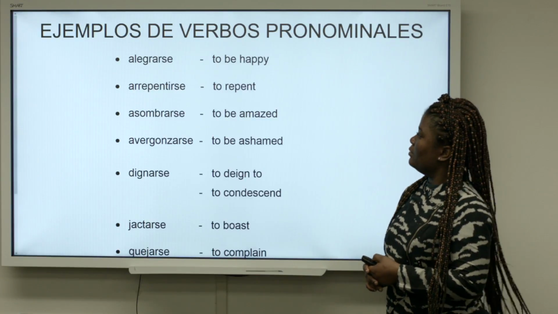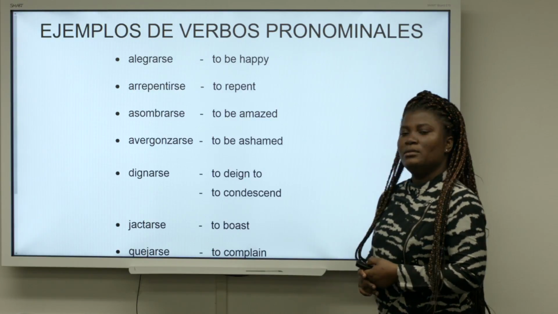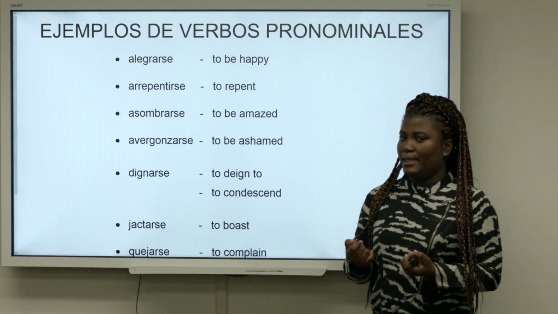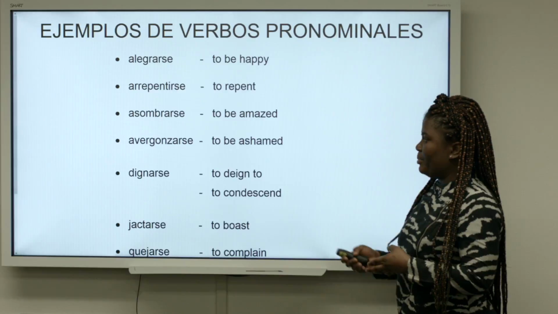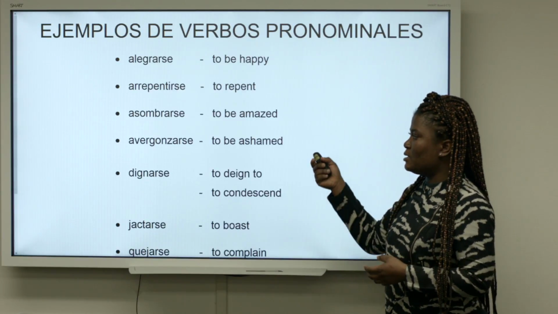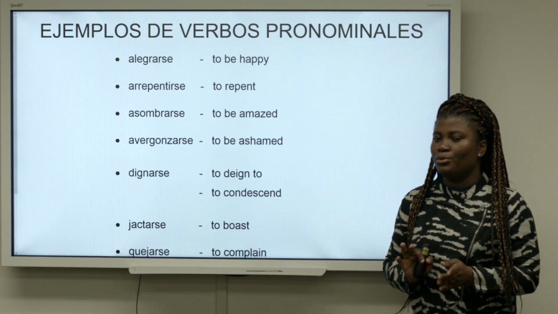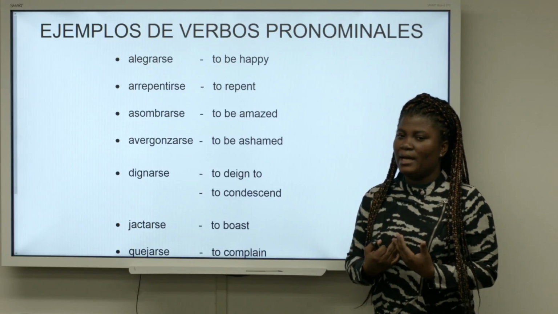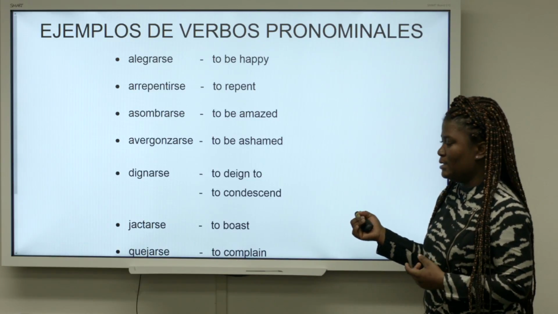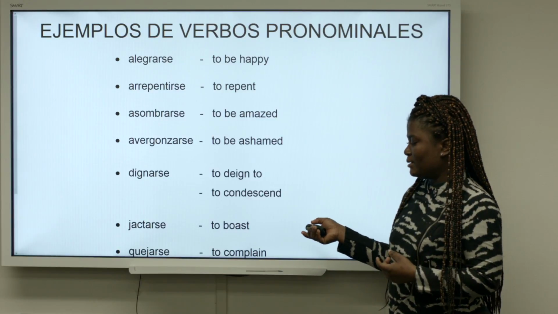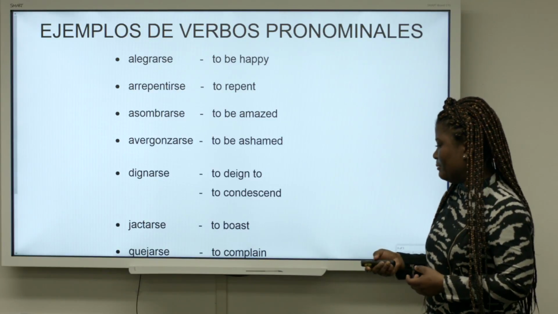Okay, so examples. Alegrarse. We can't say yo alegro. No, you have to say yo me alegro. Arrepentirse, like we have seen. Asombrarse. Yo asombro. No. You have to say yo me asombro. And then avergonzarse, dignarse. And then we have jactarse, and we have quejarse.